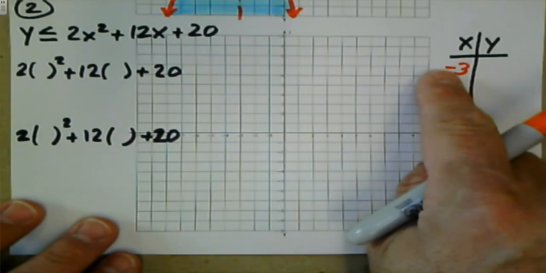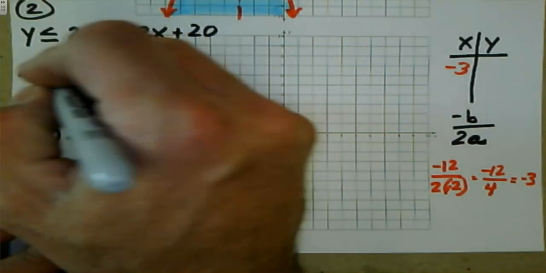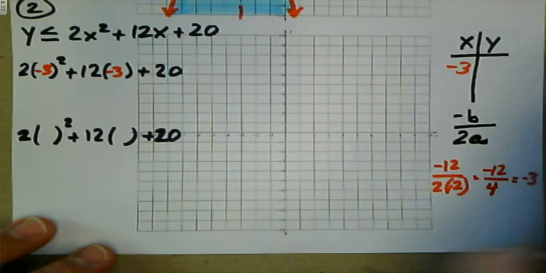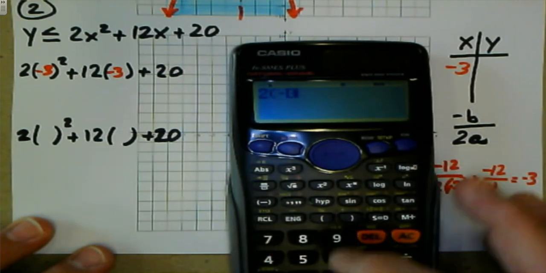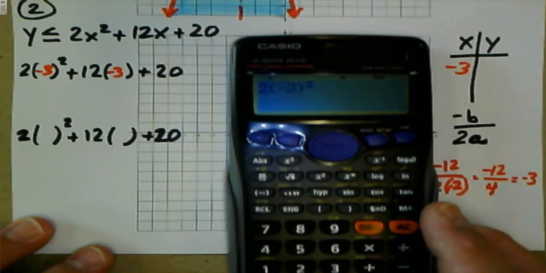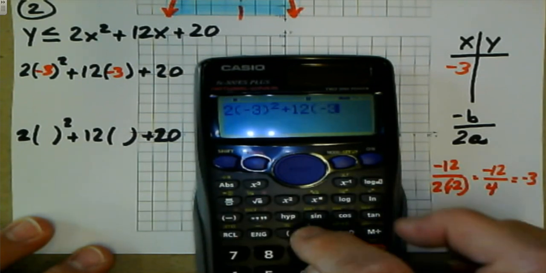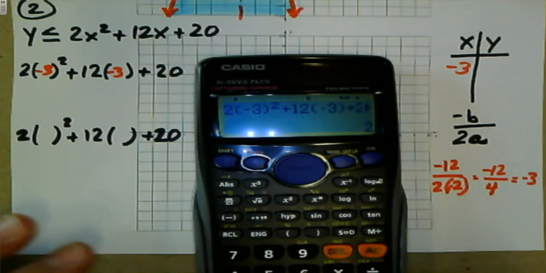We take our -3, we go back to our equation where we switched the x's to parentheses, and we put -3 in there. We go to our calculator and we put in 2, parenthesis, negative 3, parenthesis. Make sure we square it. We're going to add 12, use the parenthesis and a negative 3 in there. That's 12 times negative 3. And then we're going to add 20. Make sure I wrote that down right. Yes, I did. And hit equals. And we get 2.